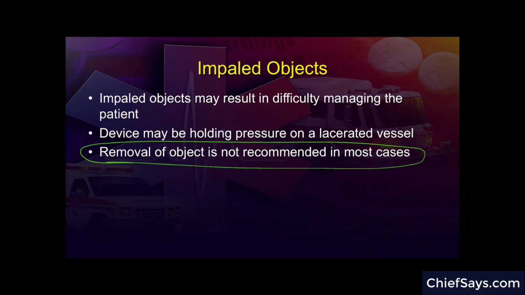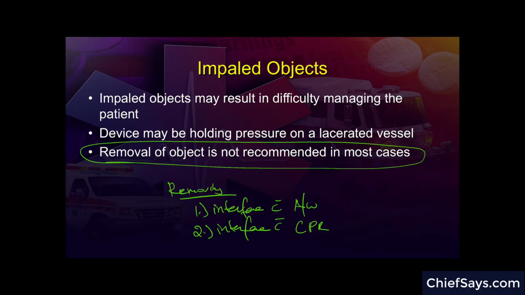So generally, and this is not specifically for spinal cord injury, removing the object is only really permitted when we have a situation in which the impaled object is interfering with airway or interferes with CPR. So essentially, if it's going to impact the patient's ability to breathe on their own by the placement of this impaled object, or you're not able to perform CPR and you need to, those are the only two real indications to remove an impaled object.